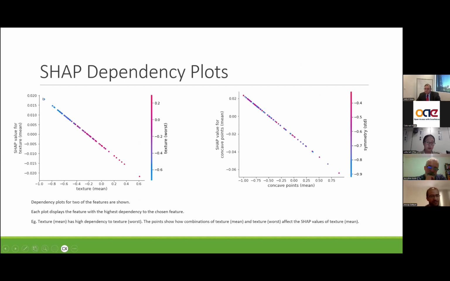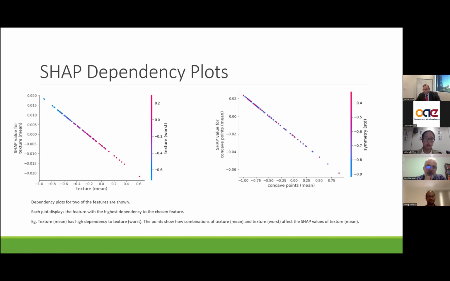So that shows the correlation between texture mean and texture worst. In this case, as texture mean is low, texture worst is also low. And as texture mean is high, texture worst is also high. So there's a linear correlation there, and that can be seen from the dependency plot. And in this case, the SHAP value and the concave points mean have a similar relationship, but the relationship between the mean of the concave points and the symmetry standard deviation is not immediately apparent. You can see a mixture of colors here. So that's the advantage with dependency plots.